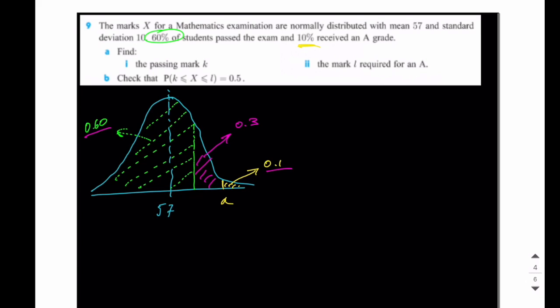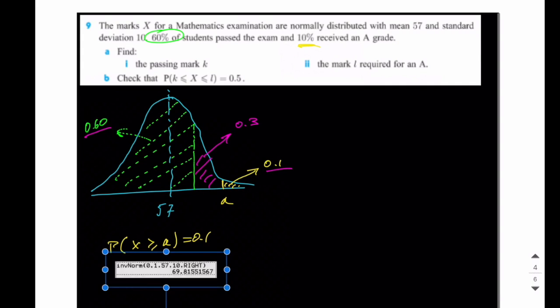So find the passing mark for A. Let's do that for A. So we know the probability of X greater or equal than A is 0.10. So this is an inverse norm with the right side. So to get an A, you need to get 69.8. So basically I answered question 2 by accident.